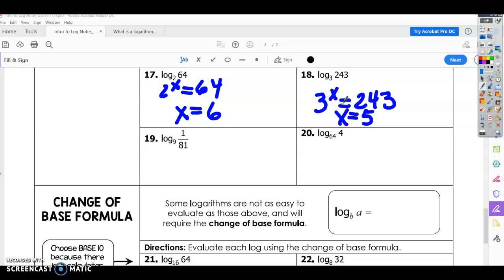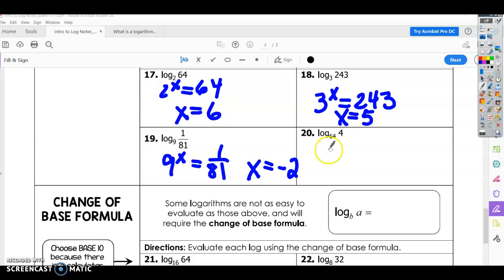And again, you may have to get a chart and play with these for a while until they get more familiar. I'm going to have 9 to some power x equal to 1 over 81. Well, I know since this is a fraction, the 81's on the bottom. I know 9 squared is 81, but I know that has to be a negative exponent. Again, being familiar with your properties of exponents also helps. Knowing that that's on the bottom tells me that that's negative 2. So 9 to the negative 2 power equals 1 over 81.